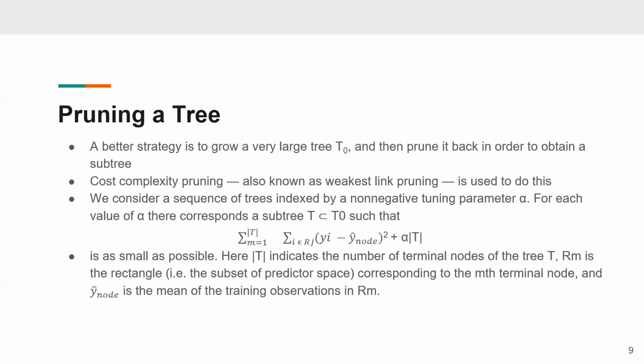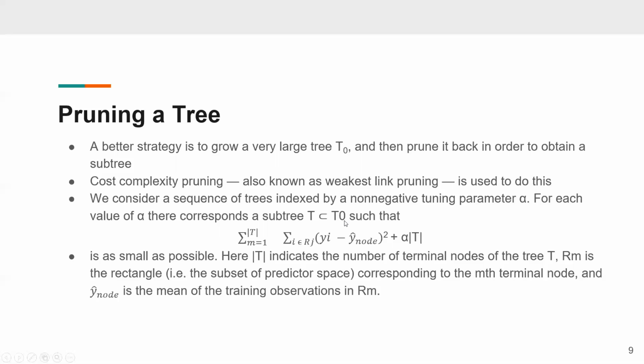Let's use this example. We consider a sequence of trees indexed by a non-negative tuning parameter alpha. For each value of alpha, there's a corresponding subtree T, which belongs to T0, such that we want to calculate this summation not only on the MSE, but also add alpha times the absolute value of T. So this is together. We want to make sure this summation quantity is as small as possible. Here, the absolute value of T indicates the number of terminal nodes of the tree T.